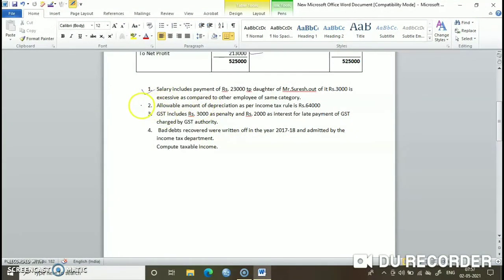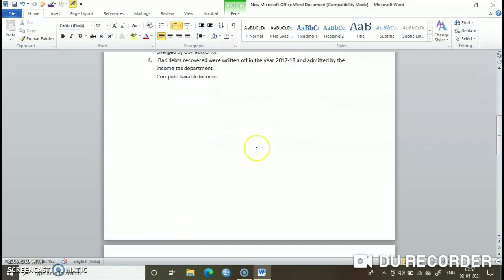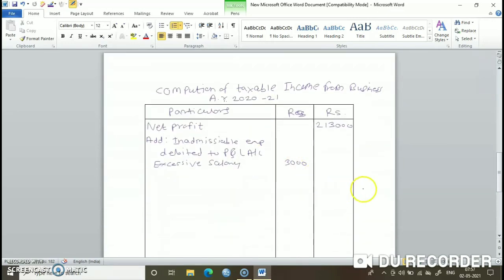Here adjustment second is given. Allowable depreciation as per income tax rule is rupees 64,000. So only 64,000 is allowable as a business expenditure. The remaining amount is disallowed. That is called excess depreciation, which is disallowed as a business expenditure. So we have to write here excess depreciation. Our total depreciation is 68,000 and allowable depreciation is 64,000. So whatever excess depreciation is charged on the debit side, that is 4,000, is disallowed expenditure. Okay.